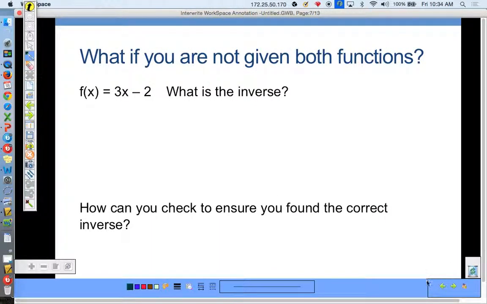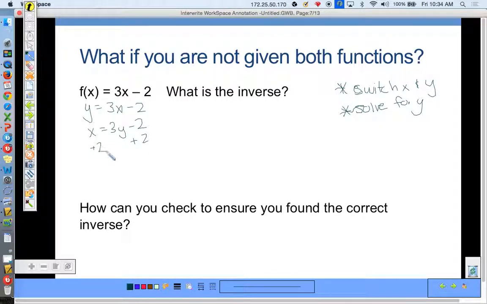Now let's say we are asked to find the inverse here. Well, let's take a look. We don't know what it is. We have to find it. So first thing, I'm going to rewrite this: y equals 3x minus 2. And what we can do is switch x and y, because that's what we were doing with our coordinates, and then we have to solve for y. So we have x equals 3y minus 2. To solve for y, we add 2. So we have x plus 2 equals 3y, and then we divide by 3.